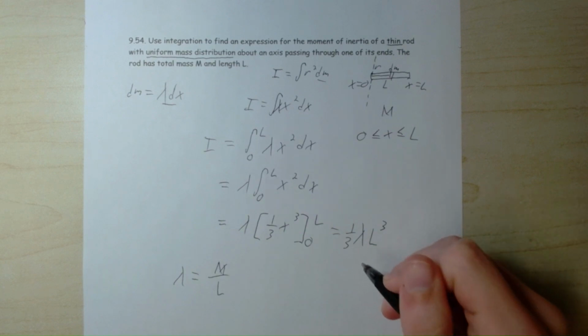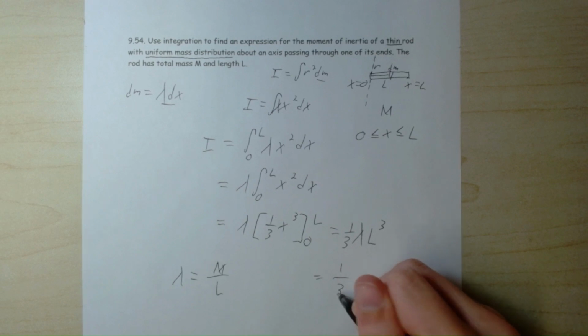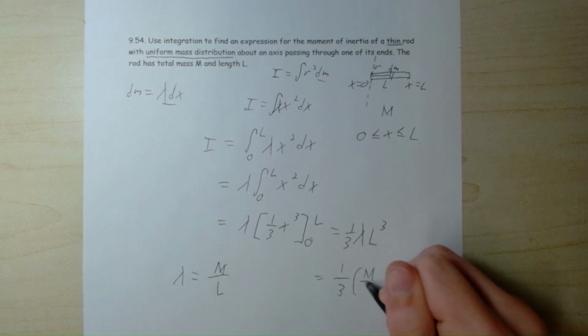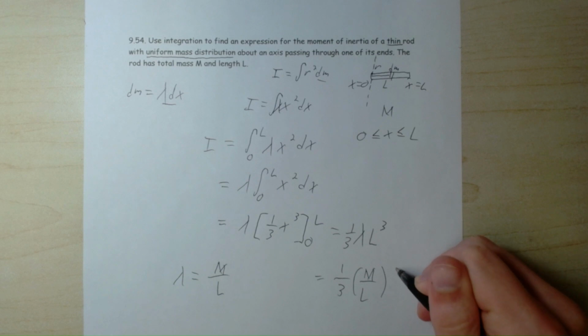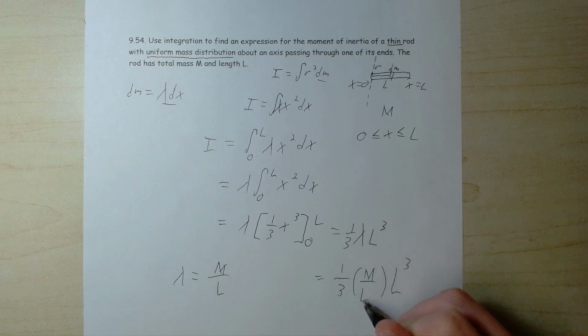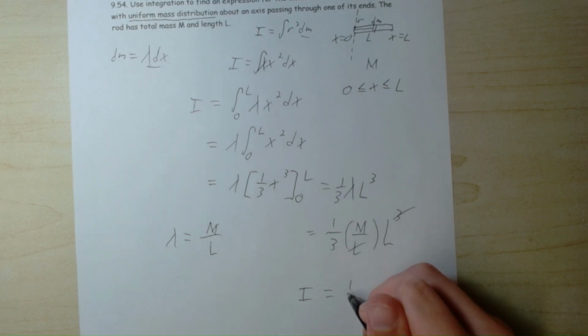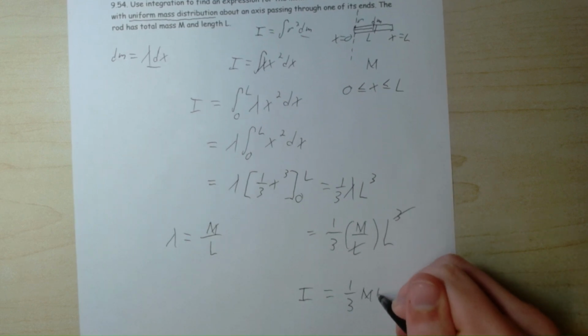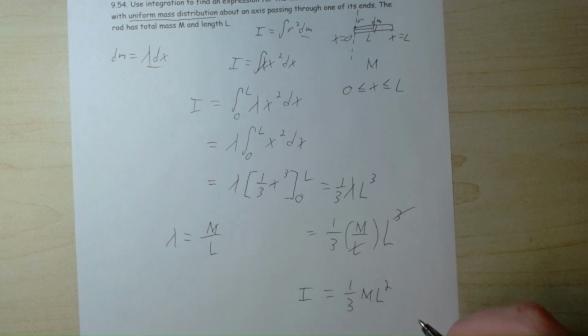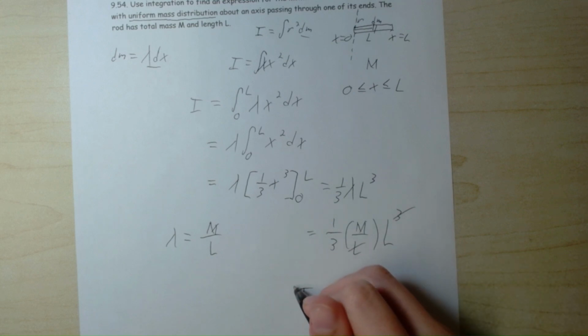So plugging that in here, we have 1/3 m over L times L cubed. So this L cancels out, and then this exponent reduces. So what we have for the moment of inertia for this specific object is I equals 1/3 m L squared. And yeah, this is the answer.